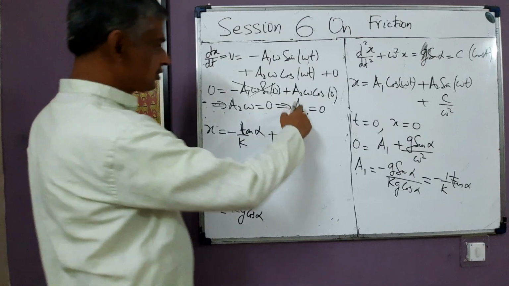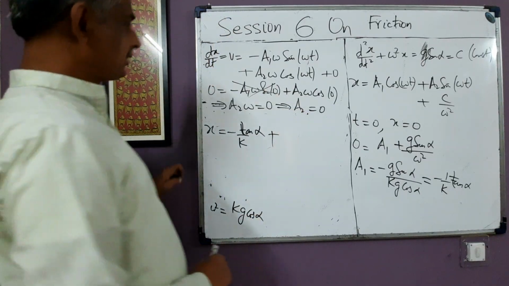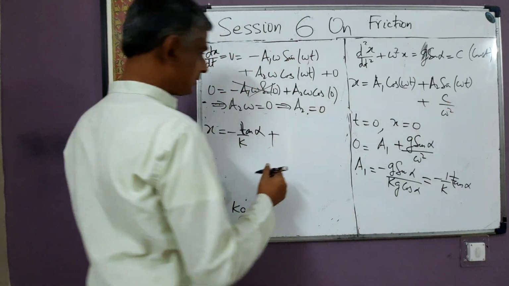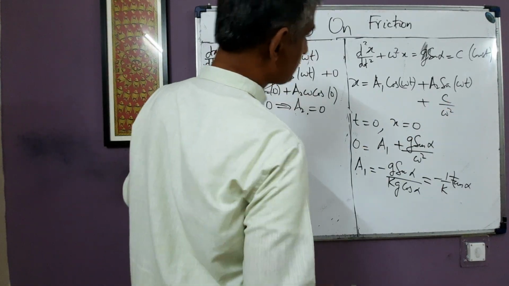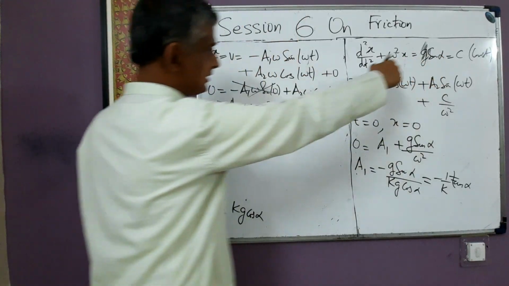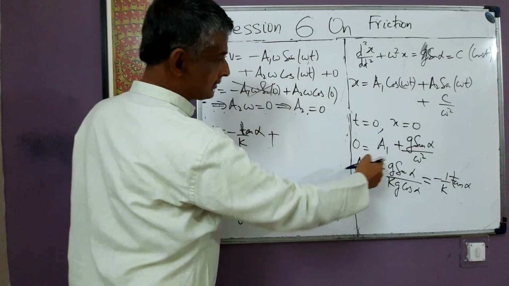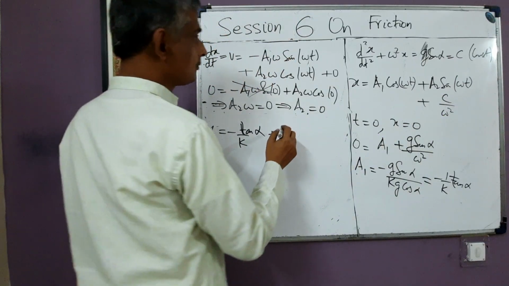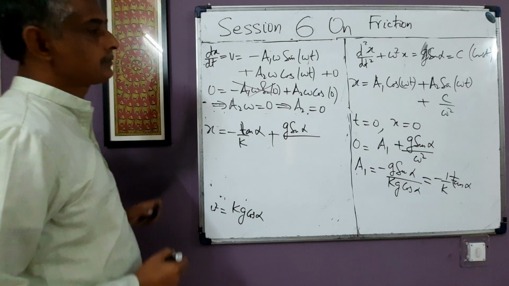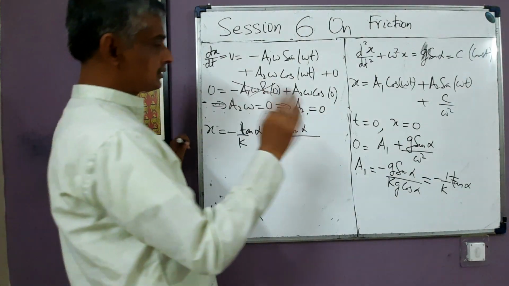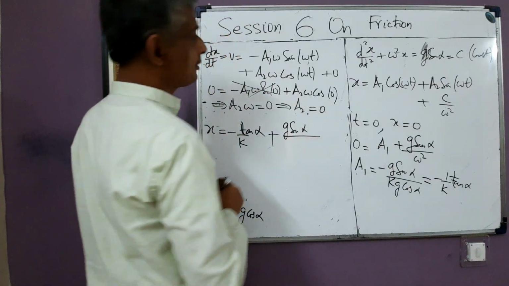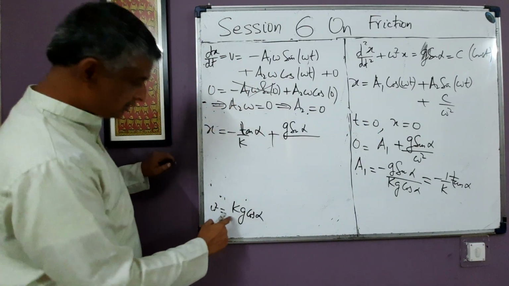So omega becomes how much? Omega square. So x becomes this much plus c by omega square. And what is c? C was g sin alpha. This is omega square. I'll substitute this in this equation. So g sin alpha by omega square. C becomes g sin alpha, and omega square is how much? Kg cos alpha.